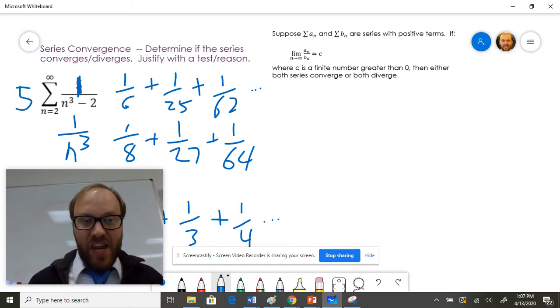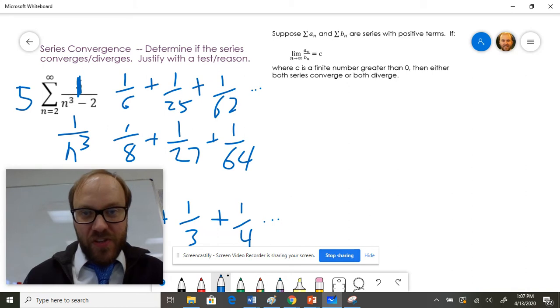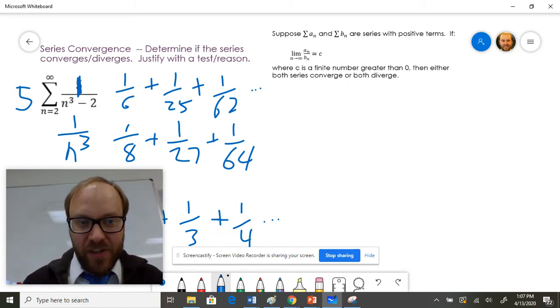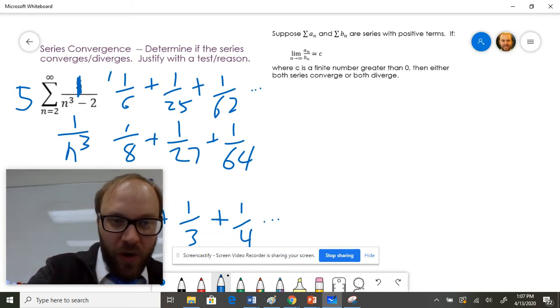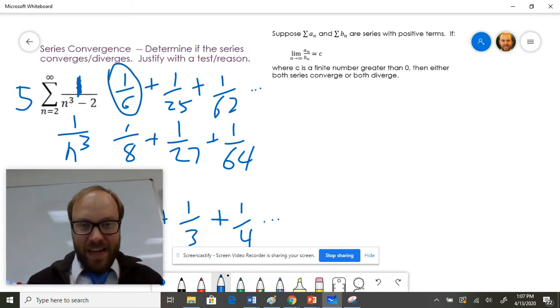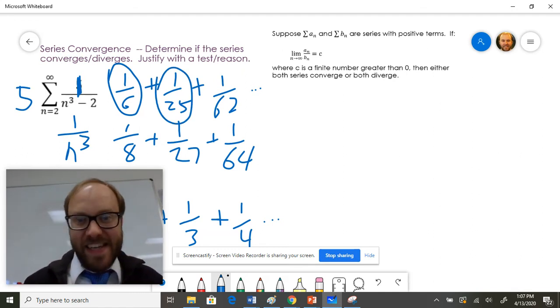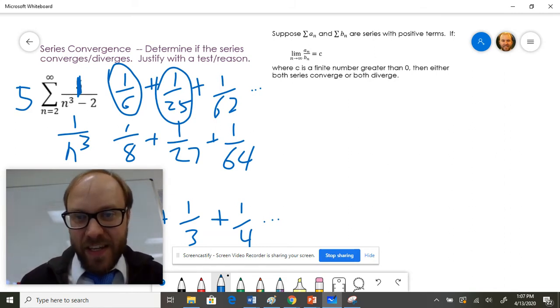The problem is, if I'm going to compare to the series, I need a series that has terms that are smaller than the terms of the convergent series. And if you take a look here, 1/6 is a little bit bigger than 1/8. 1/25 is a little bit bigger than 1/27. 1/62 is a little bit bigger than 1/64. So although it looks a lot like a convergent p-series, my terms are a little bit bigger, and just because I have a series that converges, if I have another series with terms that are greater than or equal, they won't necessarily converge as well.